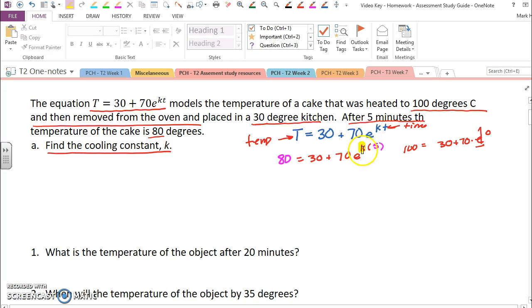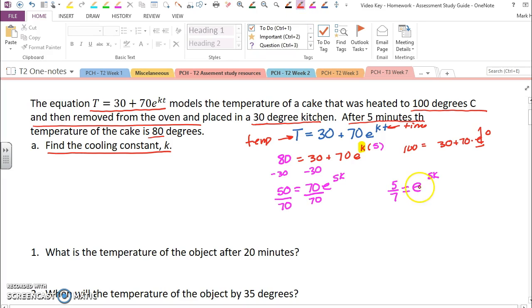So we're going to try to get e to the 5K by itself. The first thing I will do is subtract 30. So we're looking at 50 equals 70 e to the 5K, or K times 5. And now I'll divide by 70. So e to the 5K equals 5/7. And you can turn that into a decimal, or you can just leave it.